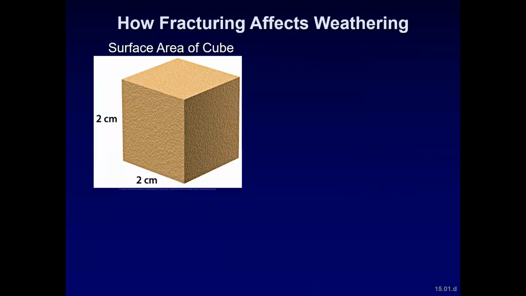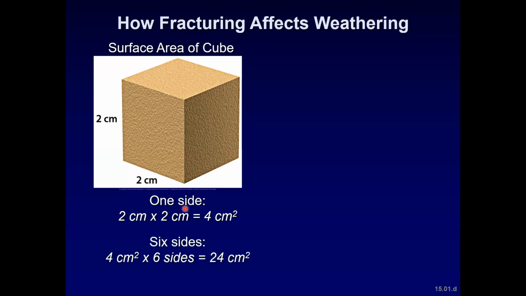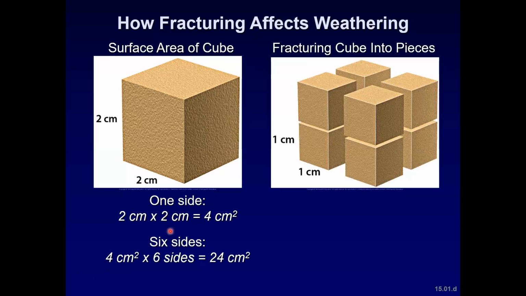So how does fracturing affect weathering? This is a cube. We're looking at the surface area. One side of the cube is 2 centimeters by 2 centimeters, so that's 4 centimeters squared. Okay, and if you had 6 sides, you'd have 4 centimeters squared times 6, and that would be 24 centimeters squared. And the truth is that fracturing increases the surface area. Okay, so we fracture the cube into pieces.